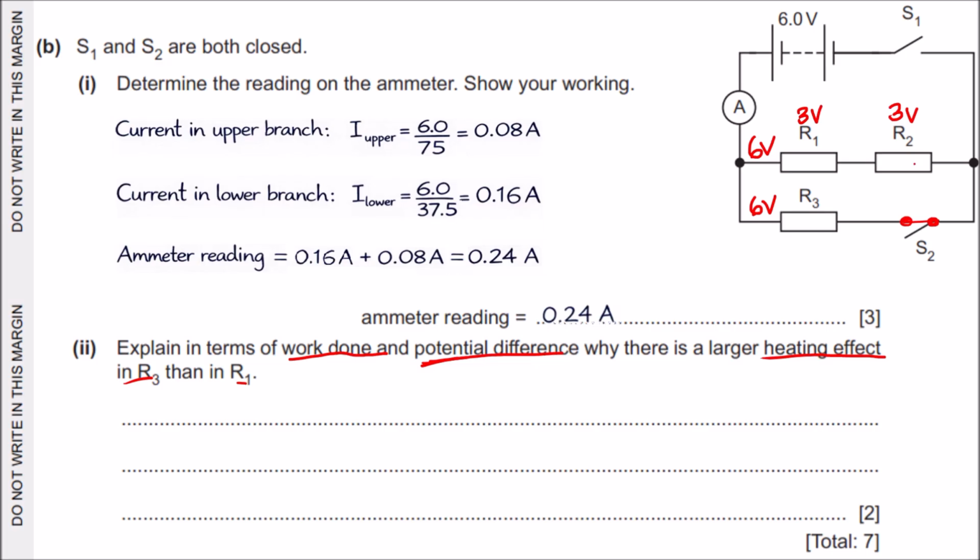So in this branch we have 6 volts, but 3 volts are applied across R1 and the other 3 volts are applied across R2. In this branch we have 6 volts as well, but all of them are applied across R3. So R3 has a higher voltage applied across it, since it's a single resistor in the branch, it's not sharing it with another resistor.